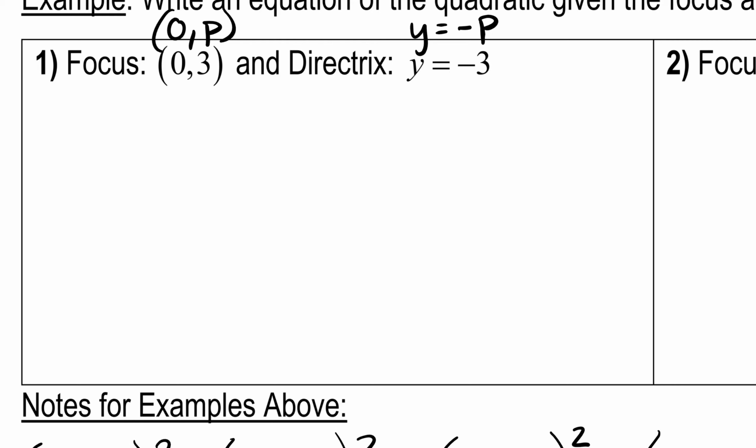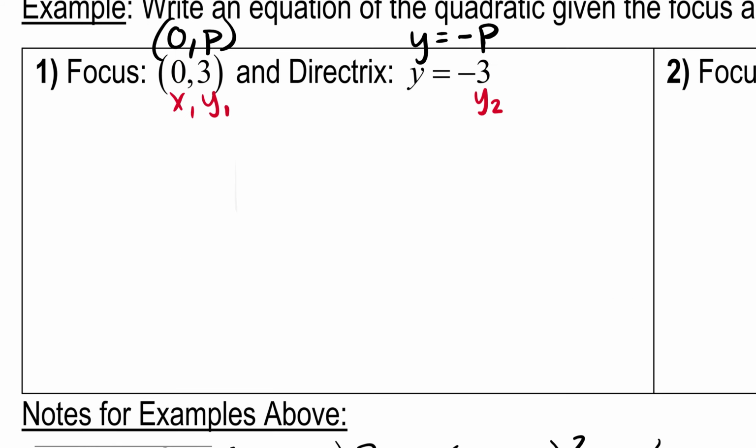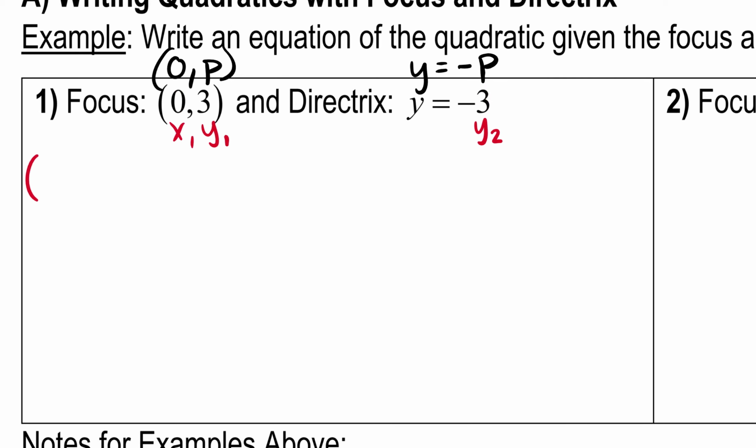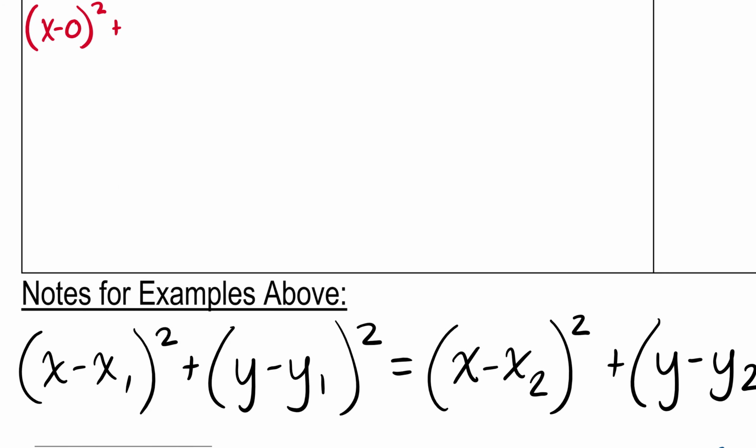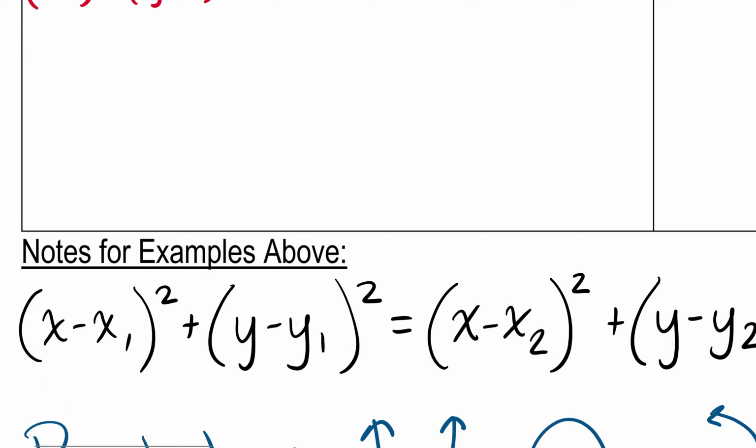So if I have 0p, but that's really x and y. And then this y is another y, right? So we can name that y2, y1, x1. And now I can use that formula down here. So notice I have x minus x1. Well, x1 is 0. So I'm going to have x minus 0 squared plus, and then y minus y1. y1 is 3, so y minus 3 squared equals, now here's the part that's kind of tricky.